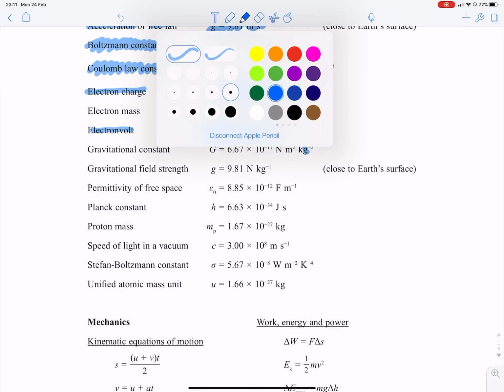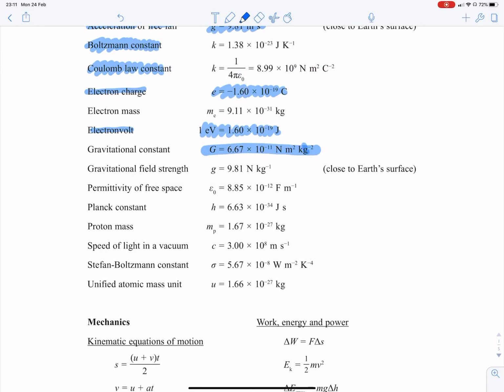Okay, I'm just going to make this a bit thicker. So if I do that, it covers the whole figure. Then gravitational field strength is 9.81 newtons per kilogram. Permittivity of free space, which is epsilon sub 0, is 8.85 times 10 to the power minus 12 F m to the power minus 1.